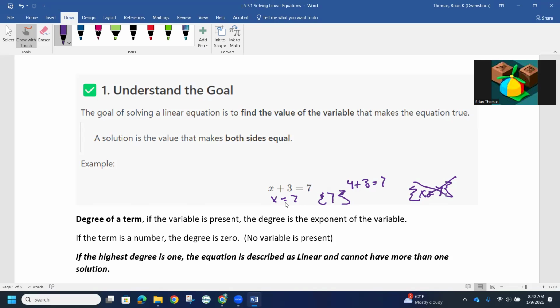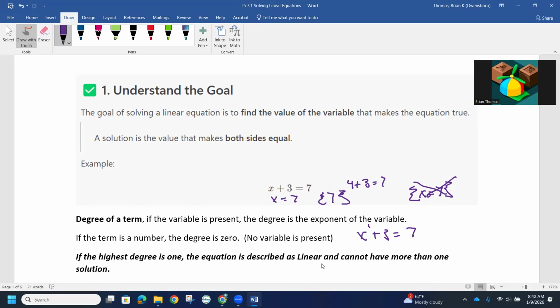But notice in our equation, x plus 3 is equal to 7, the left side has two terms. x and 3 are the two terms on the left side. x has an exponent of 1. Since 3 does not have an x, it's considered a degree 0. So numbers just have degree 0. And 7 is just a number, so it's a degree 0. So the highest degree term comes from the x. Since it's a degree 1, equations like this are called linear. So again, if the highest degree is 1, the equation is described as linear.